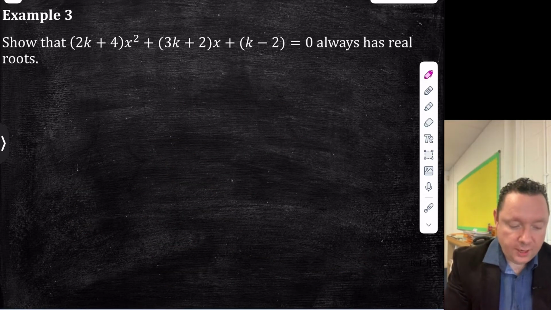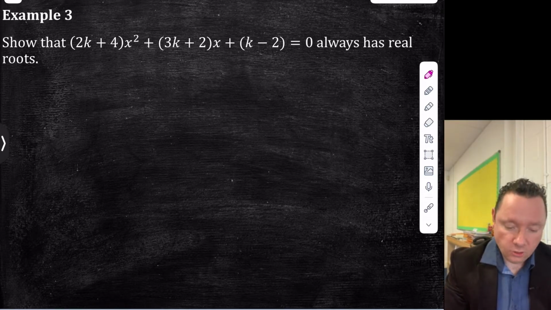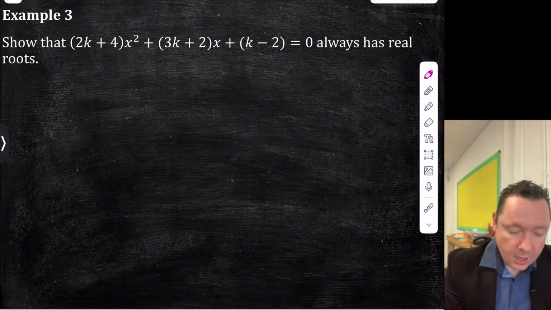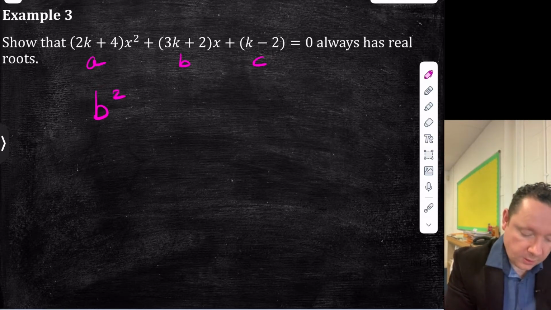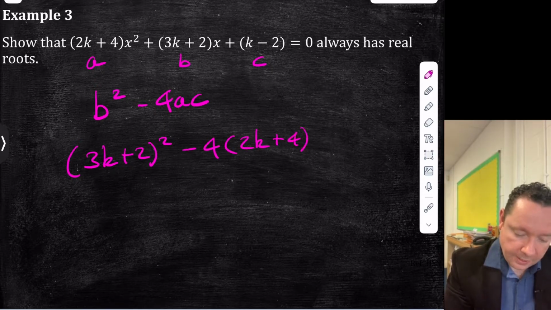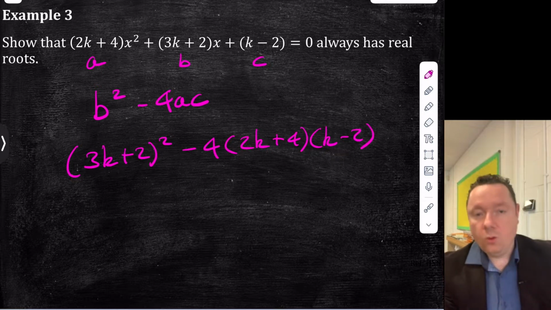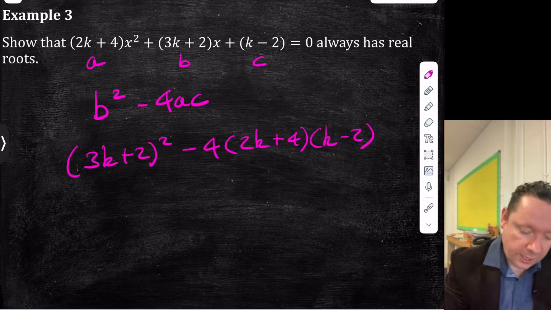Okay, a further example like that. Example 3 says show that 2k plus 4 x squared plus 3k plus 2 x plus k minus 2 always has real roots. So we have to prove it's got real roots this time. Let's do our a, there's our b, there's our c. Subbing it in, we've got b squared minus 4ac. We're just going to see what we get. Well, we've got 3k plus 2, all squared, minus 4 times 2k plus 4, times k minus 2. So we need to collect like terms and check that this has real roots all the time.